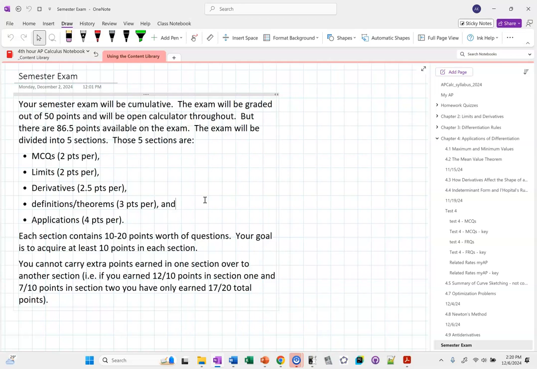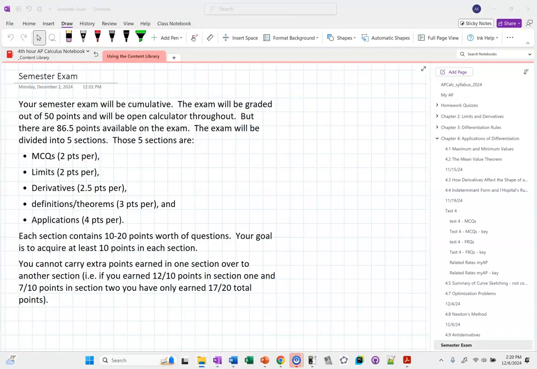I'd probably go through my old tests and identify whether each problem is a definition problem or theorem problem. Is this an application problem? Is it just a straight derivative or limit problem? And probably start pooling that stuff together and decide which sections I'm strong or weak in and spend a little bit more time in those weak sections.